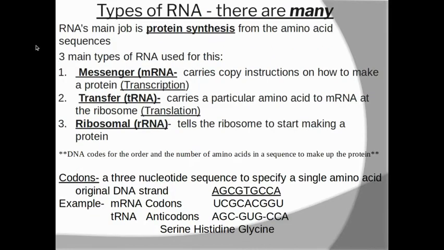All right, so I mentioned there are three main types of RNA. All right, but there are many other types. The first three types you need to know about are responsible for helping to make proteins. The first is messenger RNA or mRNA. It carries a copy of the instructions from the DNA on how to make a protein.